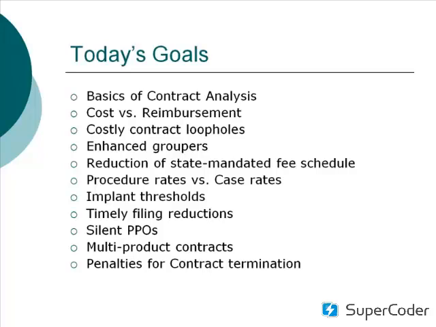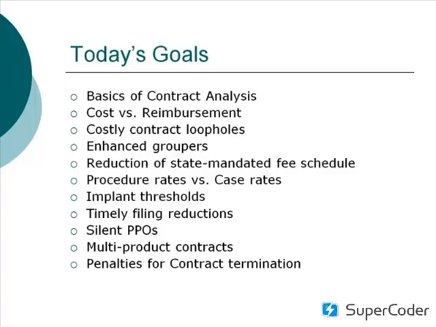I want to look at enhanced groupers. As you know, a few years ago, Medicare switched providers from ambulatory surgical centers to APC groupers. And APC groupers are procedures that have been grouped together based on the cost and complexity so that CMS could assign a particular reimbursement to a group of procedures. Most commercial payers took those groupers and used them to form the basis of their own commercial contracts with ambulatory surgical centers.